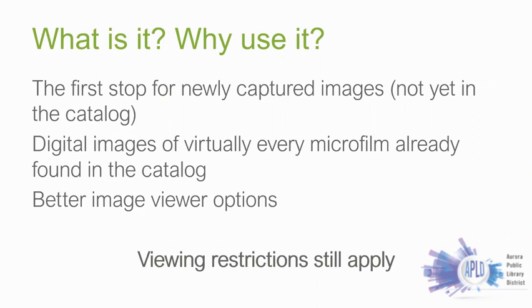They also have digital images of virtually every microfilm that's been digitized. It's already in the catalog. And why would you use images instead of the catalog? Because it offers some better image viewer options. You can blow the images up much larger, and you can also rotate to the right and to the left. But just remember the same viewing restrictions apply for these particular records as well.